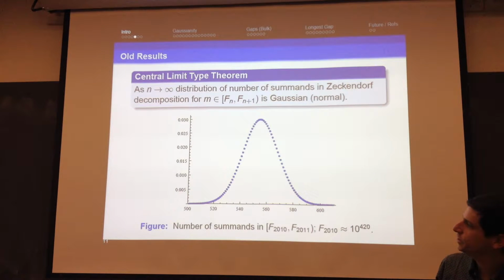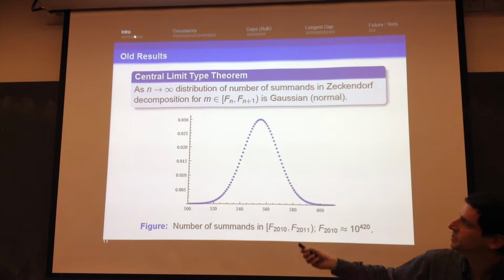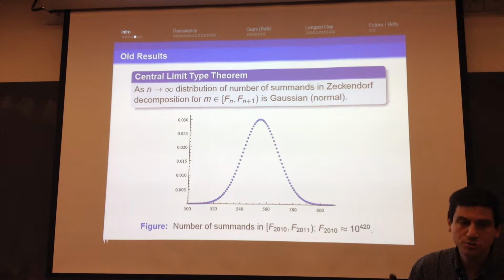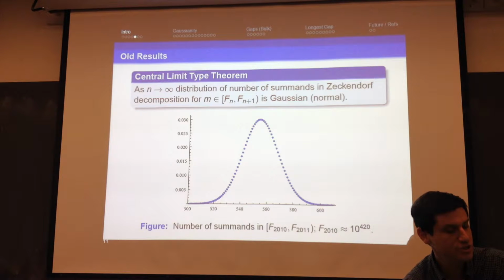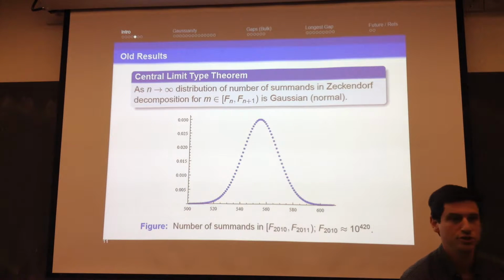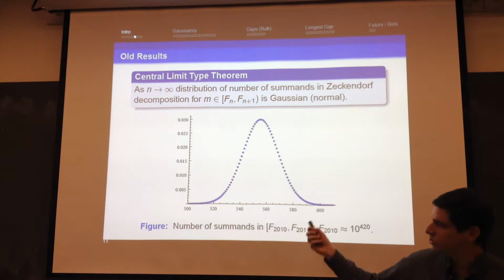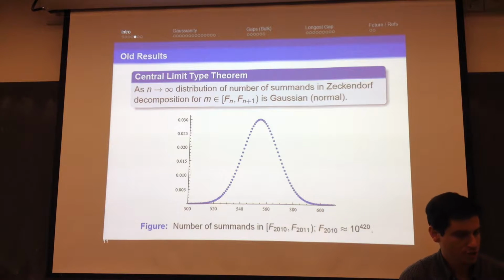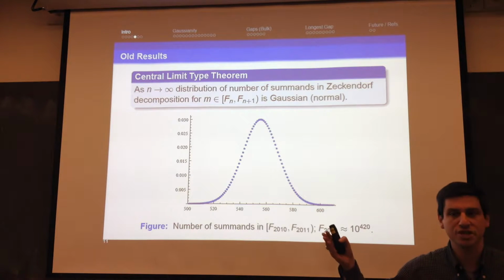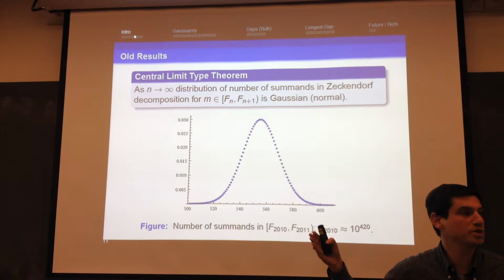So here's an old result, although my students and I came up with a new proof of this. As n goes to infinity, the distribution of the number of summands converges to being a normal. And it turns out it's actually very easy to do some computer simulations and deal with extremely large numbers. So if you're around the 2010th Fibonacci number, the number is going to be of size 10 to the 420. The way you can work with such huge numbers is you just store it as an array.